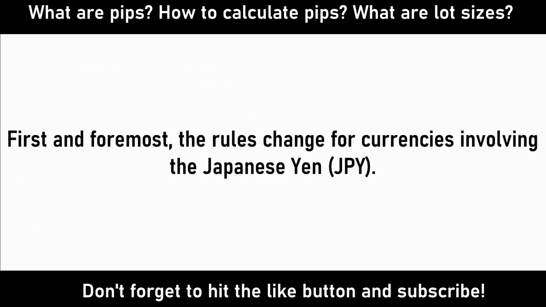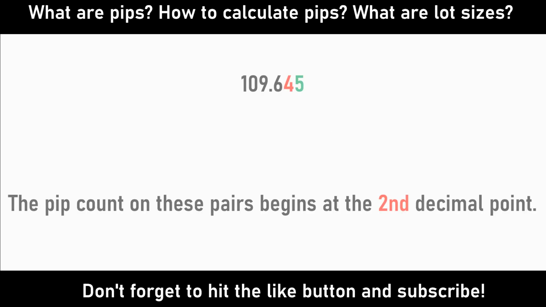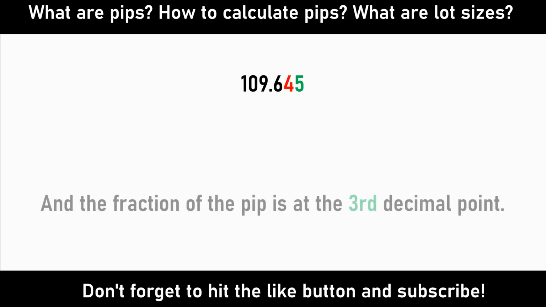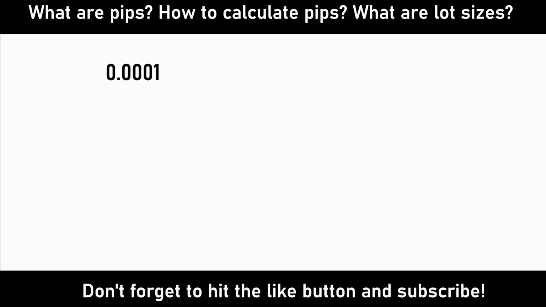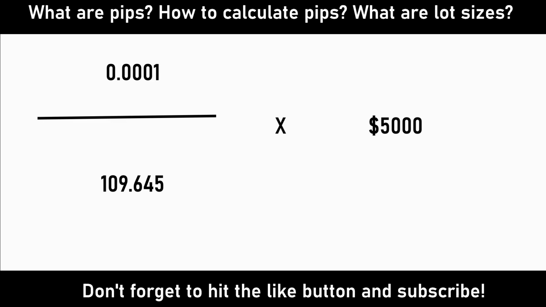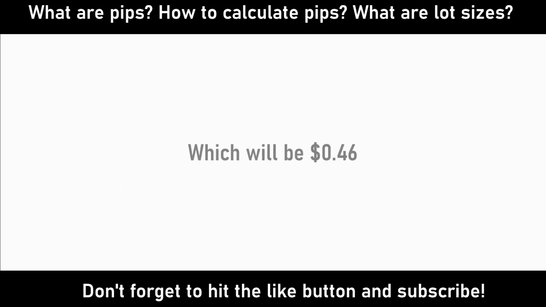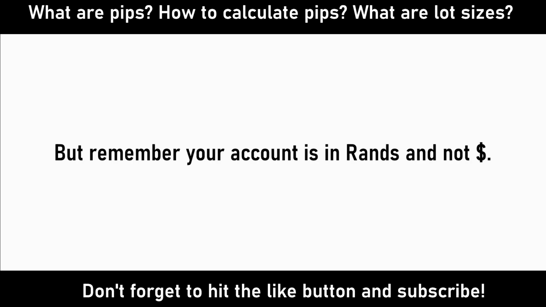First and foremost, the rules change when it comes to currencies involved in the JPY. The pip count on these pairs begins at the 2nd decimal point, and the fraction of that pip is at the 3rd decimal point. So then we start by dividing the pip by the current exchange rate, and we multiply that by 5,000 units in the base currency, this being the dollar, which will be equals to 46 cents in dollars. But remember that your account is nominated in rands and not dollars.